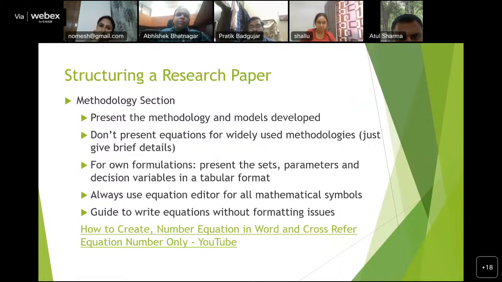So in the methodology section, you can present the methodology and the models developed, and don't present equations for widely used methodologies. For example, I don't think there is a need to present an equation that gives the methodology for logistic regression because it is widely used. If you want, you can still keep it in the appendix, but it is better to avoid it because no one is going to read that. It is just adding to the word count in your paper.